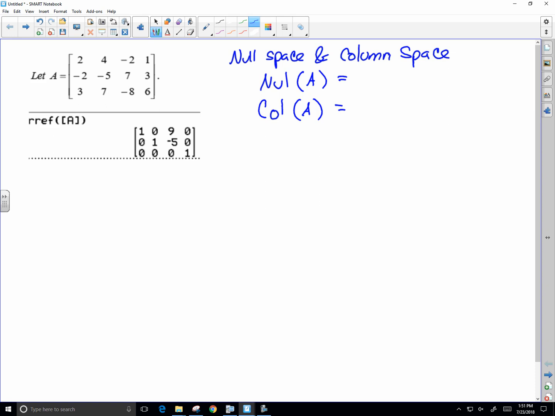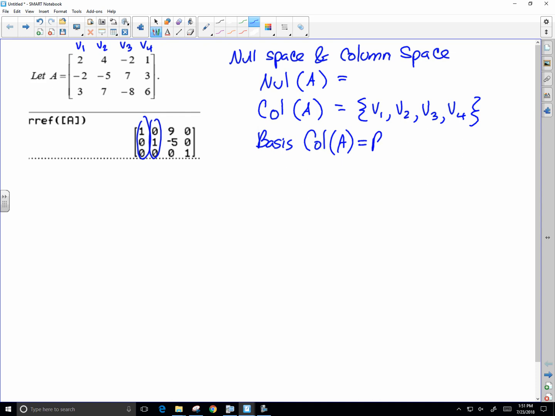So let me write column space first. I'll just identify this as V1, 2, 3, and 4. All right. So if you identify the pivots, they correspond with the basis of the column space of A, also known as the rank. So the basis itself would be just the first two columns, V1, V2, which tells us that we're dealing with a rank of 2.